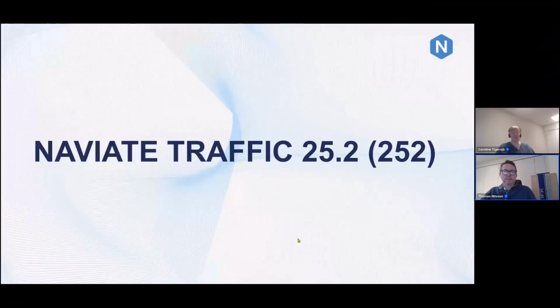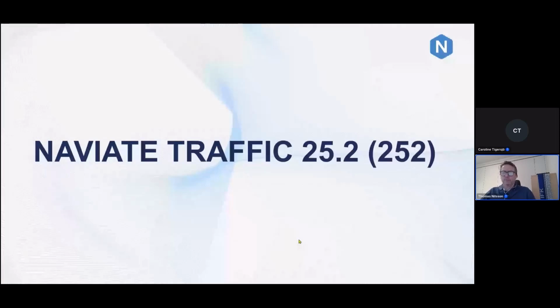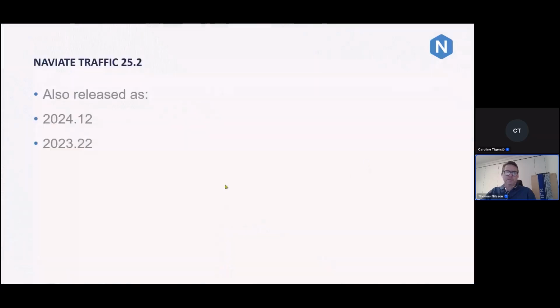Thanks everyone for joining. Naviate Traffic 25.2. We're soon going to shift over to removing the dots, not connecting the dots, removing the dots. So we're going to shift to the 252 version, and the next one is going to be 253. That's because people, and even ourselves, don't understand our numbering. 25.2 has been released, but it has also been released as 24.12 and 23.22. So the last number in this series is the same.